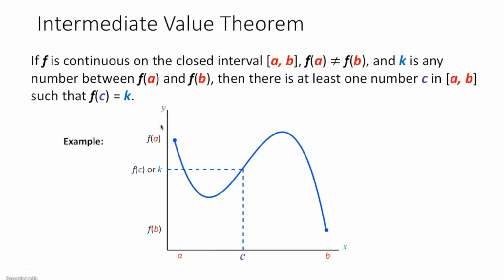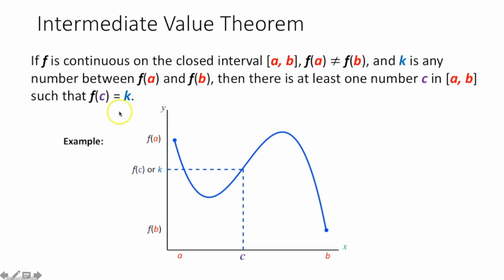So the first thing we're going to talk about is the intermediate value theorem. It says if f is continuous on the closed interval AB, where f of a is not equal to f of b, and k is any number between f of a and f of b, then there is at least one number c in the closed interval AB such that f of c is equal to k.